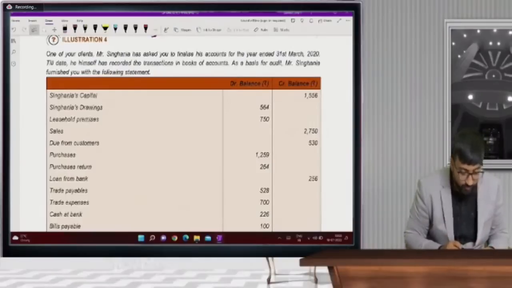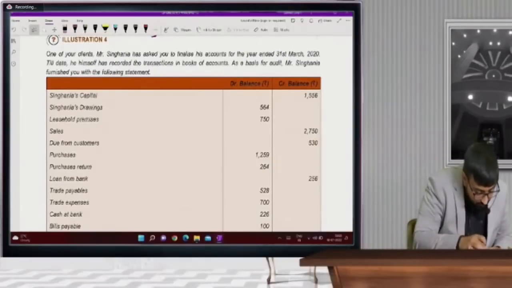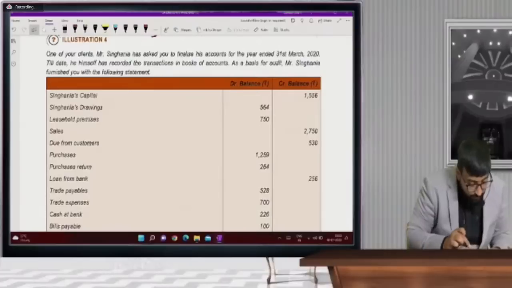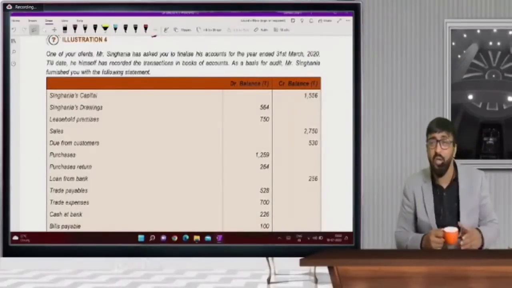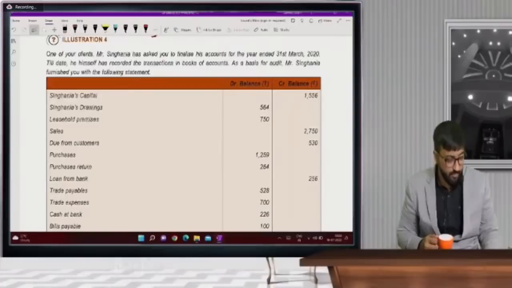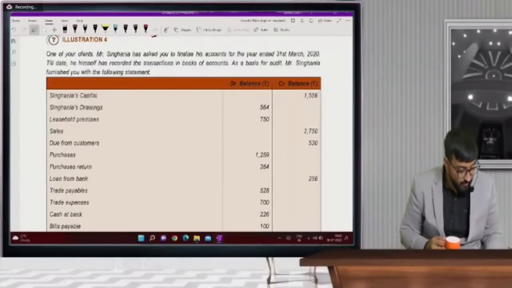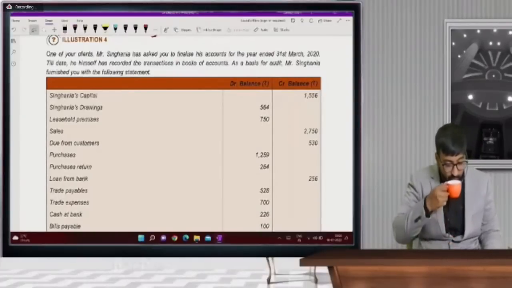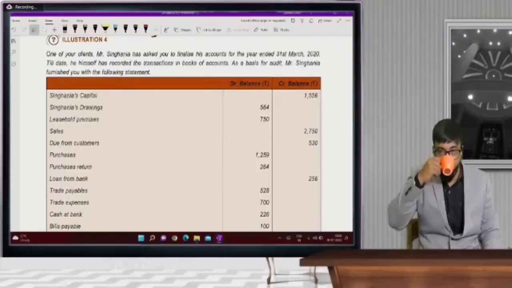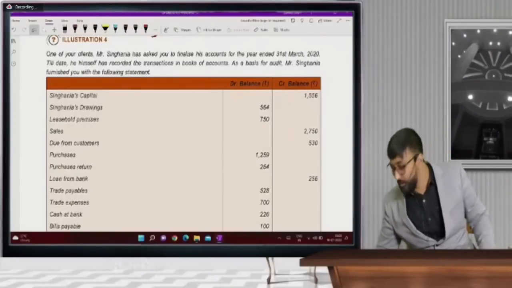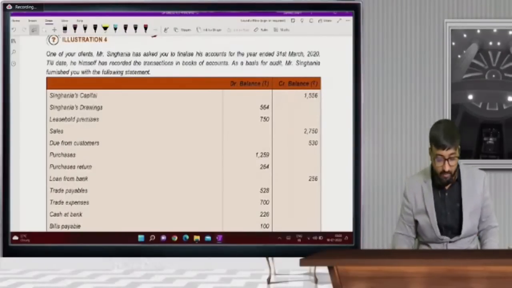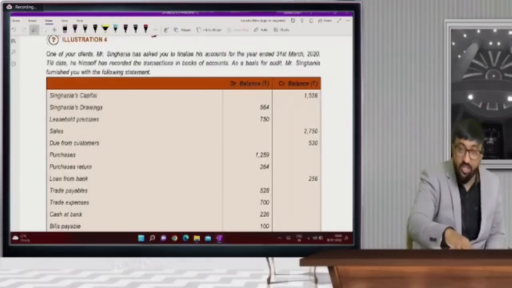Sir, if inflation is there, discount, is there a problem? No, such a problem doesn't happen. Inflation is not related to accountancy. Cold tea, cold tea. Okay, last question of the day.